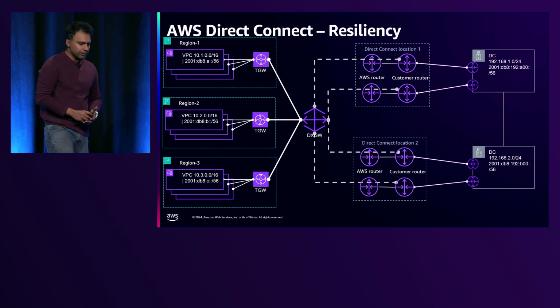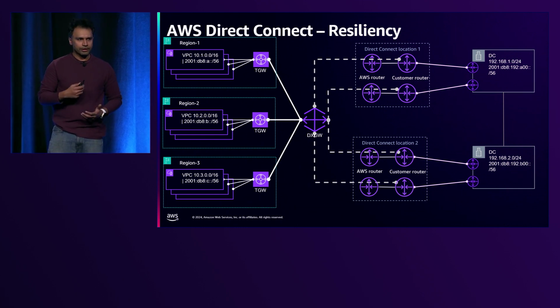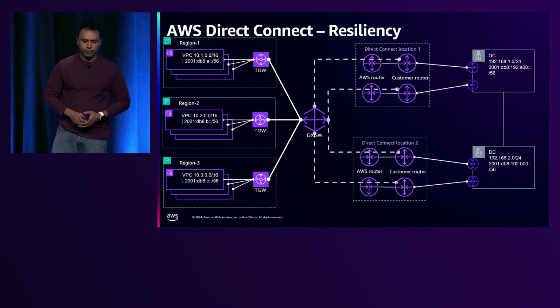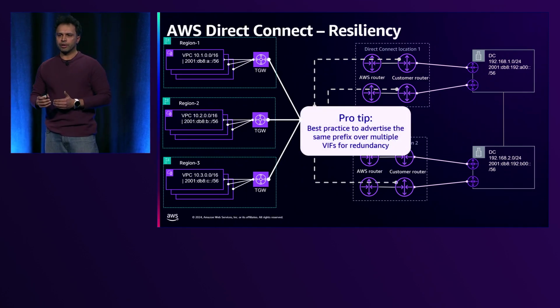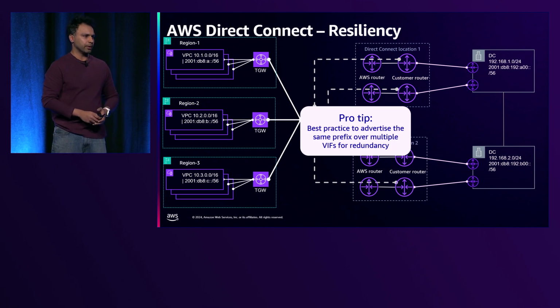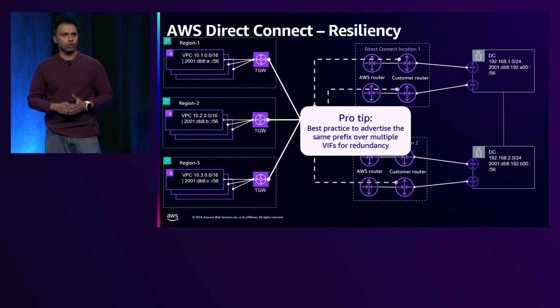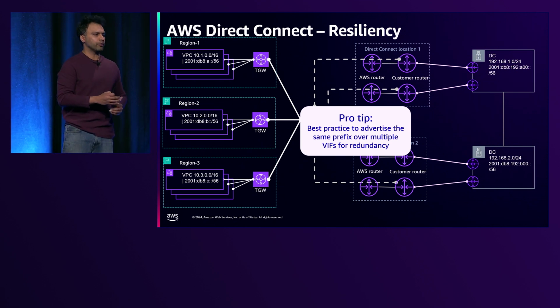Now the question comes up, after you make all this investment in the hardware, in the Direct Connect connections, is there a pro tip when it comes to creating resiliency configuration-wise? So the pro tip is to advertise the same prefix over multiple VIFs so that you have logical redundancy in place as well. Now this scenario where we have 4 Direct Connect connections across 2 locations will be our baseline for the rest of the routing scenarios that we discuss.